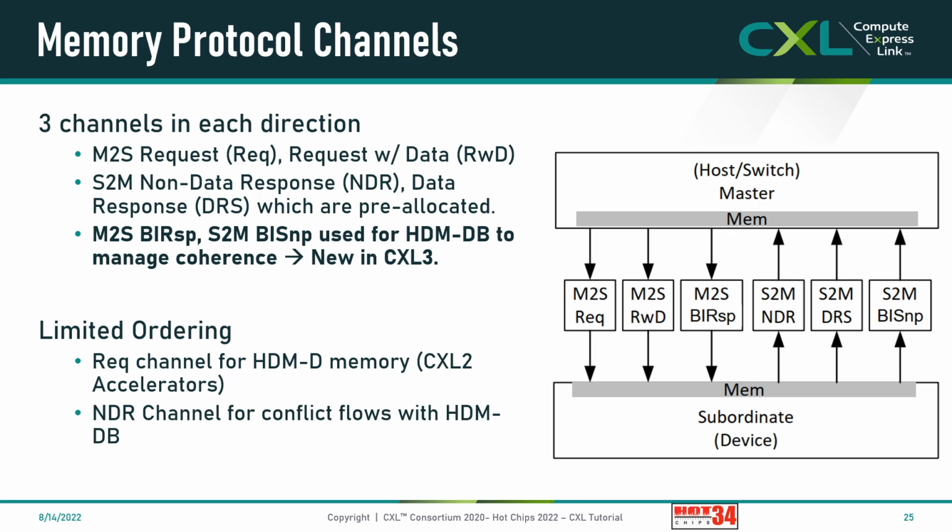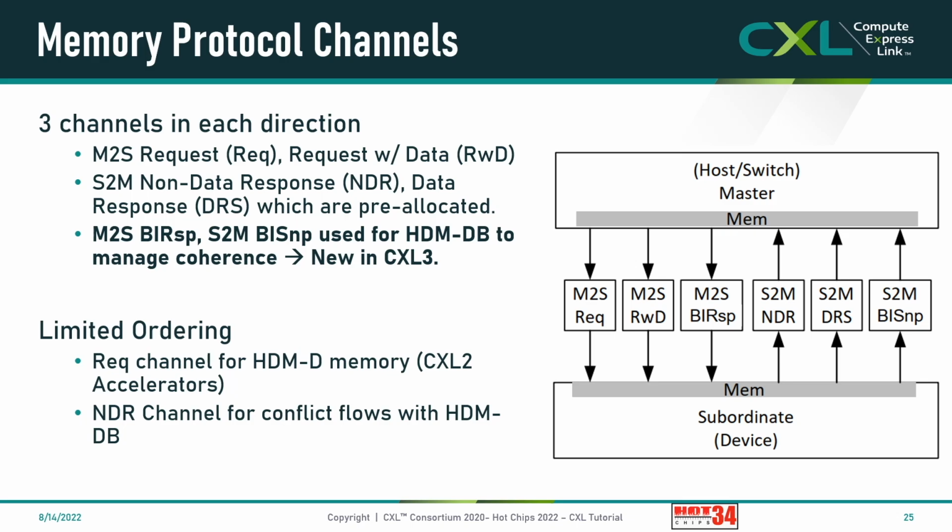So we have 3 channels in each direction for the memory protocol as well. In the memory protocol, we refer to the M to S direction, or the master to subordinate direction, for sending requests from the host side, master side, to the subordinate. These are either the request channel or request with data channel. The S to M direction is the device sending either non-data response or data response back towards the host. These channels are pre-allocated. Those should have guaranteed resources to sink.